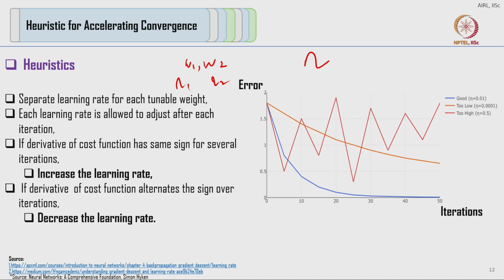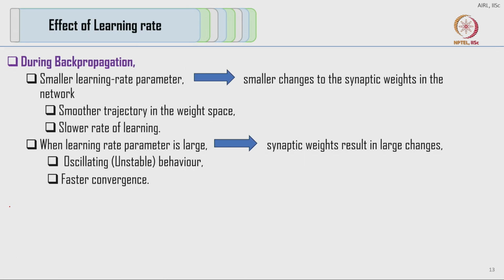Okay. Now there are two more heuristics that are generally used, which work well in practice. If the derivative of the cost function has the same sign over several iterations, we can increase the learning rate, and you can relate this to the zigzag curve. If the derivative of the cost function alternates its sign over a lot of iterations, we can decrease the learning rate. So these are two points, point 1 and point 2, which work well in practice.